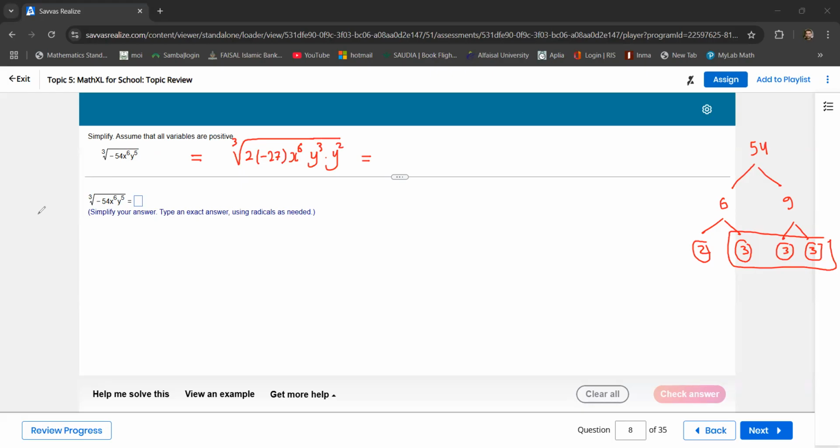Now, let's highlight what we can take the cubic root of. I can take the cubic root of negative 27, of x to the power of 6, and of y to the power of 3. So this is going to be: negative 27 gives negative 3, x to the power of 6 gives x to the power of 2, y to the power of 3 gives y, and 2y squared remains under the cubic root.